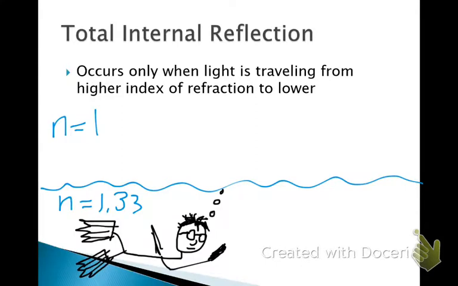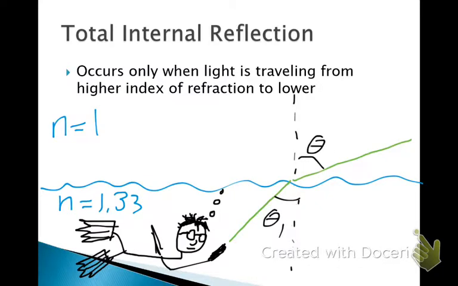So as I shine my laser beam from underwater up toward the surface, it'll refract, and it'll do so in such a way that when I look at the angle from the 90-degree mark to the surface, I end up with an incoming angle that's smaller than my outgoing angle. And that's simply because my incoming index of refraction is bigger than my outgoing index of refraction. And Snell's law still needs to work.